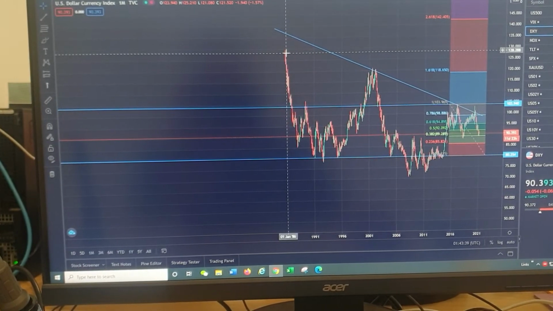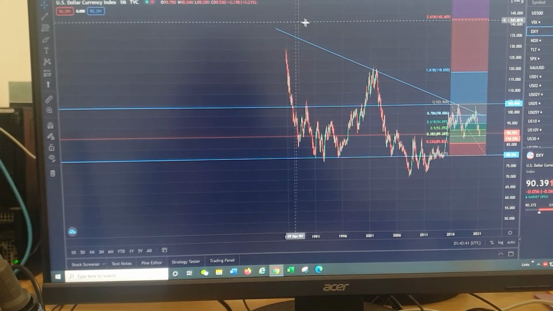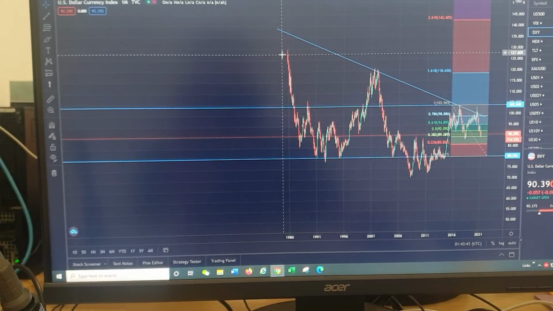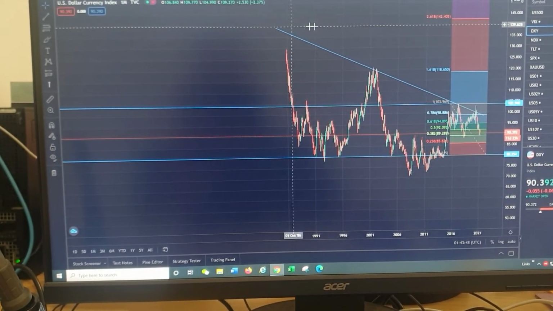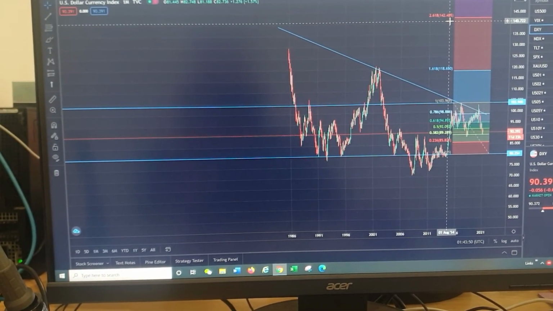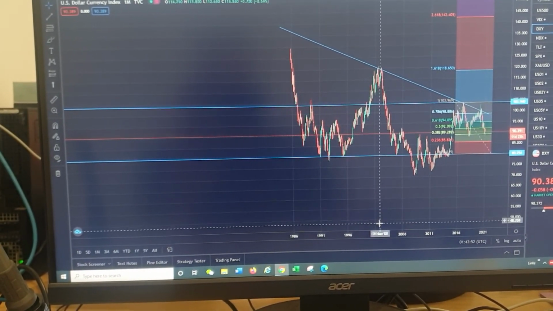Unfortunately, my chart doesn't go back far enough, but I won't be surprised if the peak from back in the 80s was somewhere around this level here as well, which would conform perfectly with the 2.618.